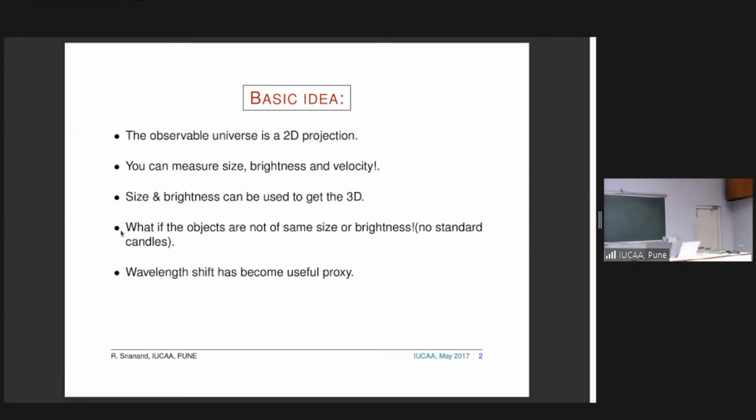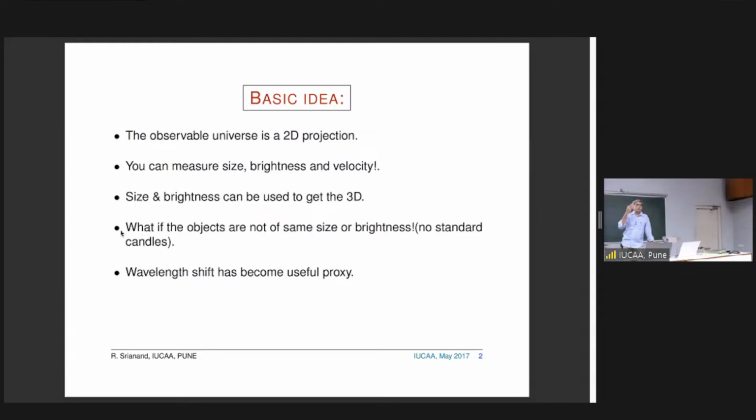What you do is that for each object, now you can do one more thing. Light is coming from that object. You can pass it through the spectrograph, and that light will be split into a spectrum. And if you can identify features in the spectrum, like emission lines or absorption lines, and you can ask whether the wavelengths of these lines coincide with what we expect from the laboratory wavelengths, you can calculate the relative velocity between us and this object. This is known as Doppler shift.